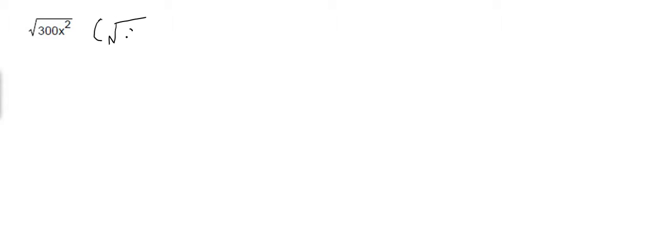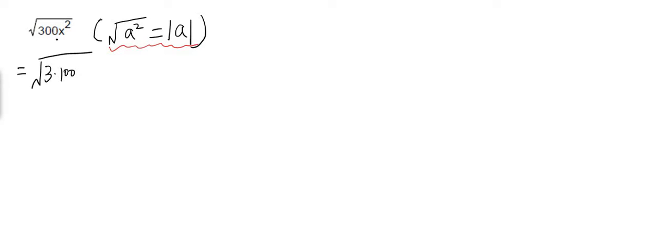Square root of a squared should be the absolute value of a. Okay, so this is the rule. Now let's take a look at this one. For this problem, we can write 300 as 3 times 100, right?